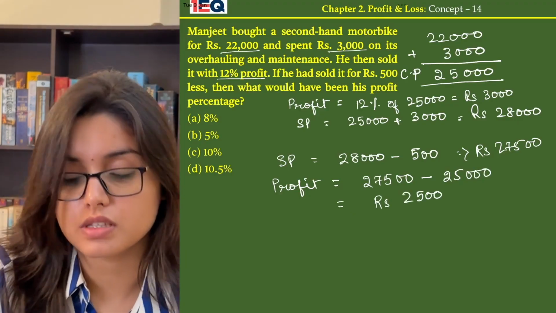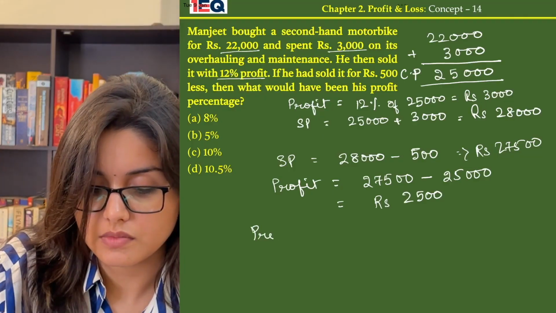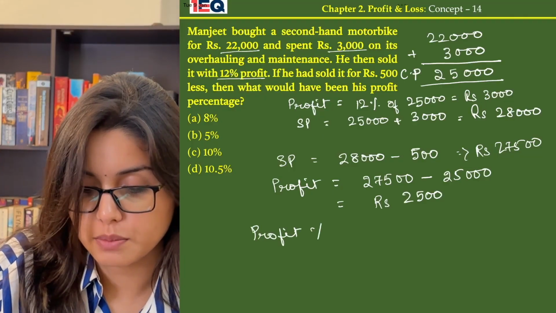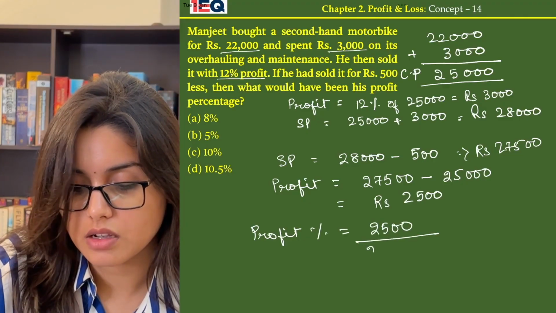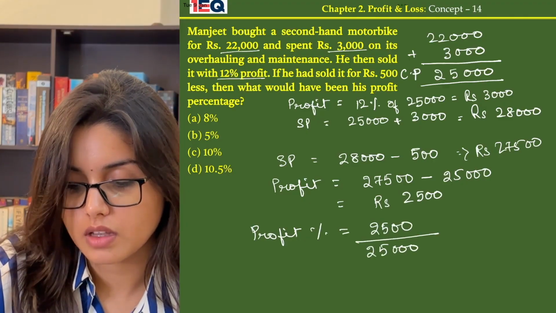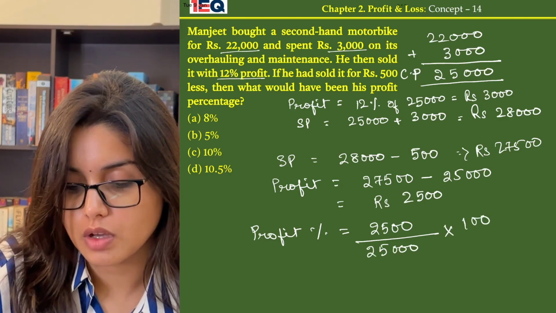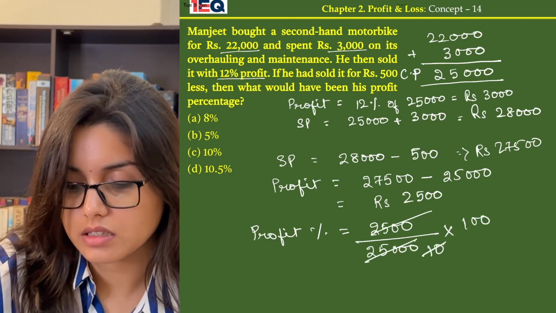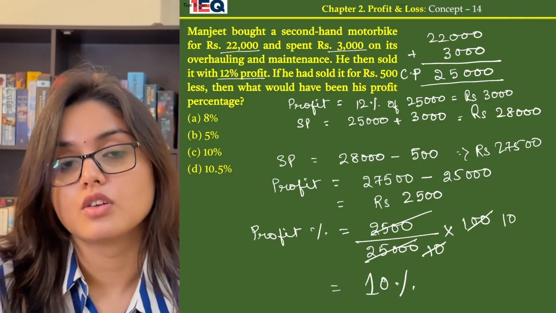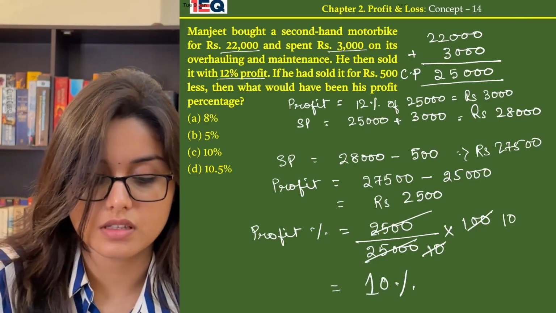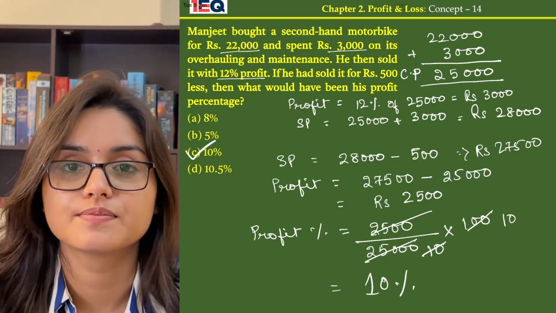Now his profit percentage will be profit by his cost price into 100. On dividing, we get 10%. So the answer to the question is option C.